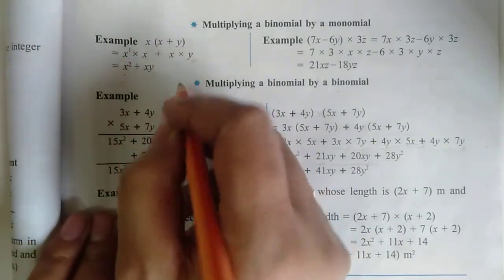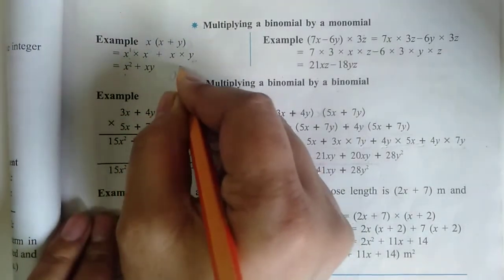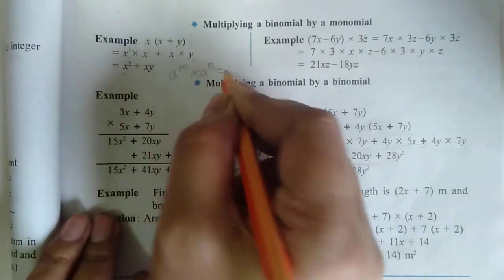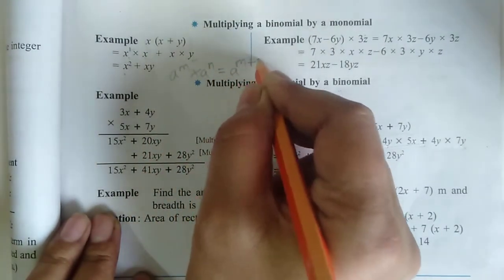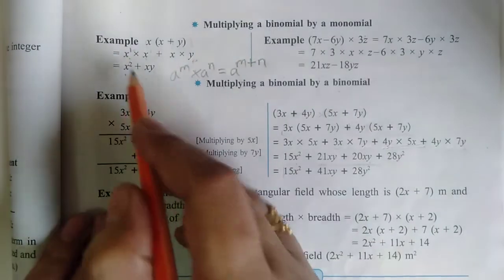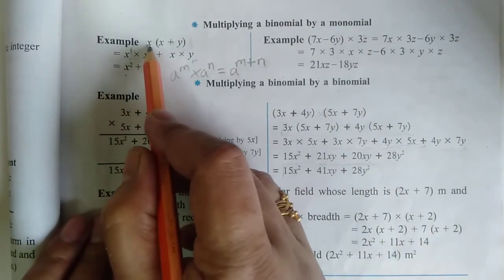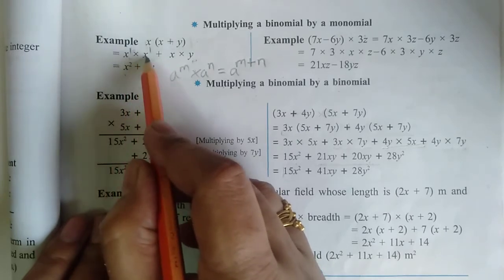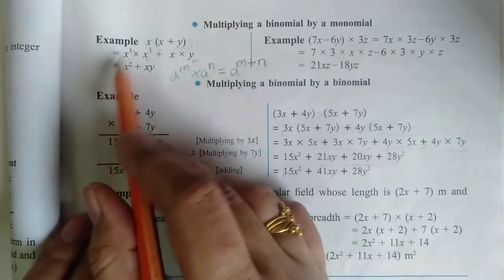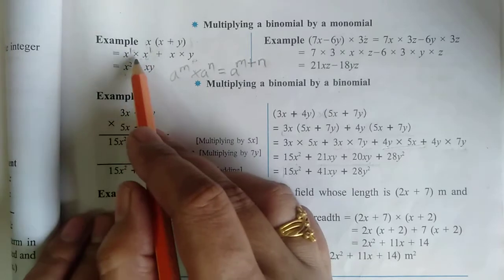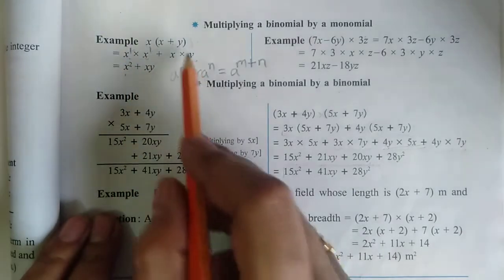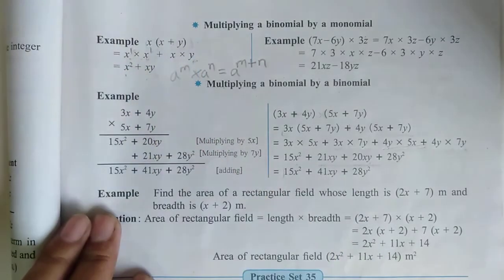See, we know the rules of indices, a raised to m into a raised to n is equal to a raised to m plus n. So here the power of x is 1. Here the power of x is 1. So x raised to 1 multiplied by x raised to 1 is x raised to 1 plus 1. So it is x raised to 2, meaning x square, and x into y is xy. Very simple.